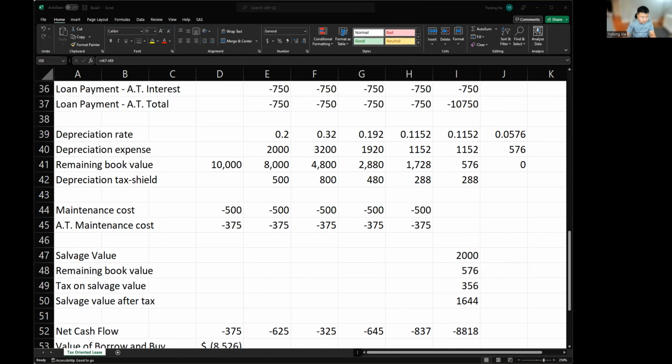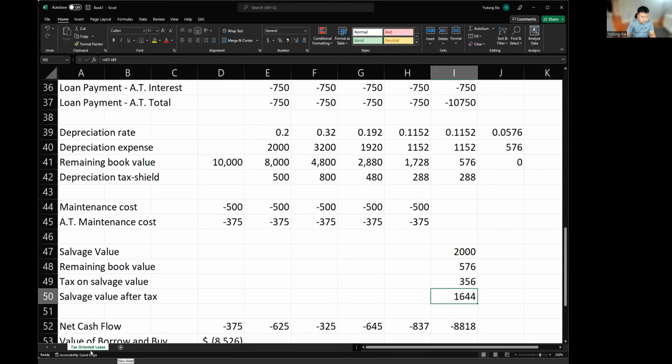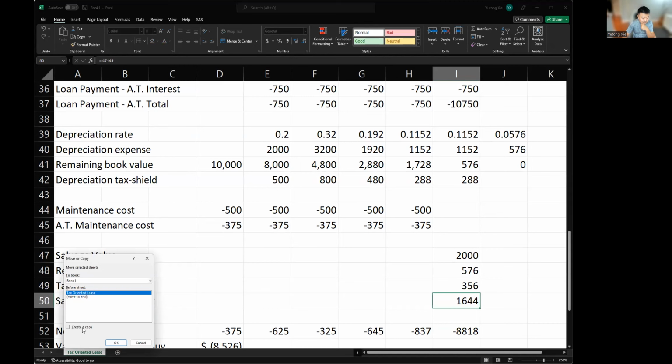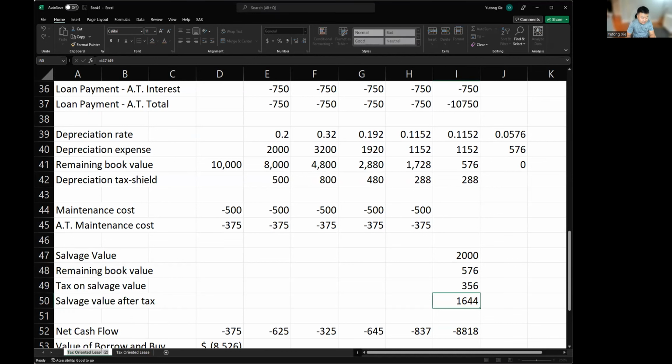I'm not gonna go back to the slides for the numbers. Instead, I'm just gonna look at the Excel. So I'm gonna create a copy of the current slide, and I'm gonna rename it to non-tax oriented lease.